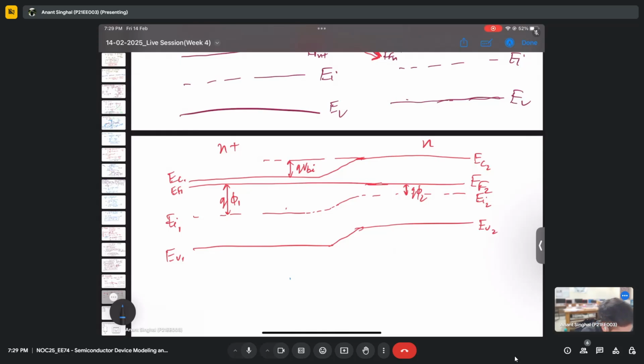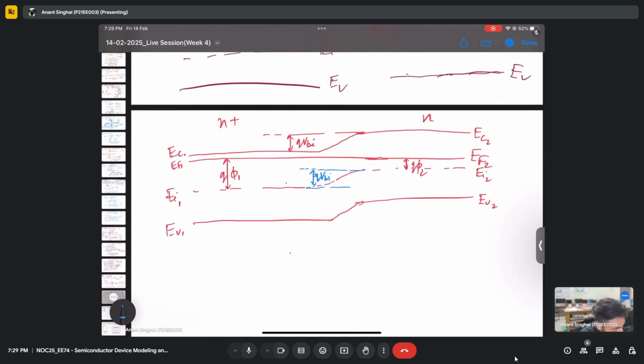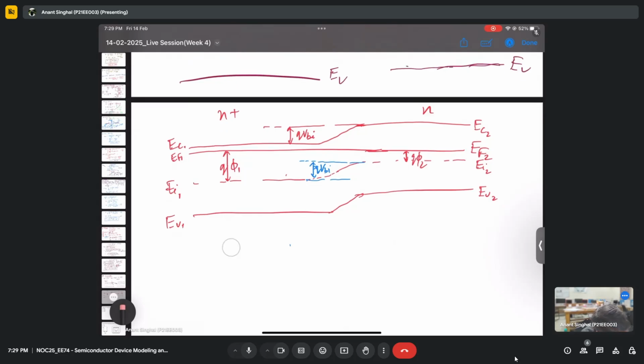Okay, so fine. So if this is QVBI, so this change is also QVBI. So here what you see is QVBI is nothing but Q phi 1 minus Q phi 2. Make sense?